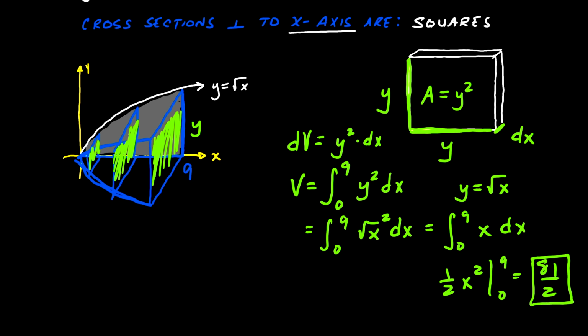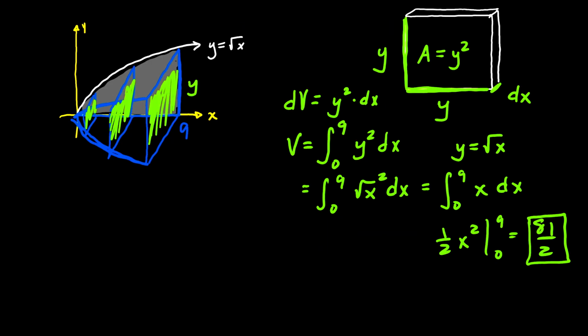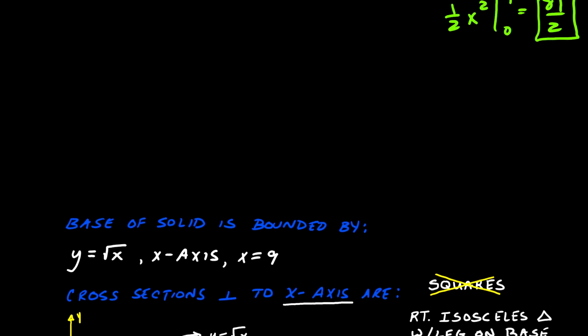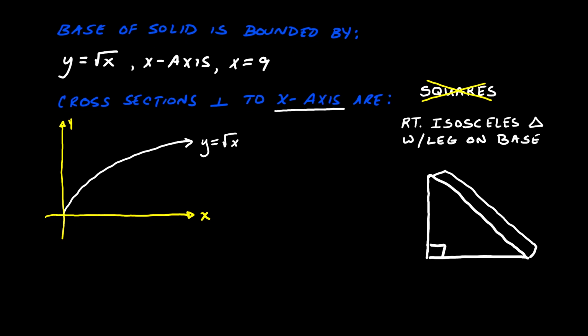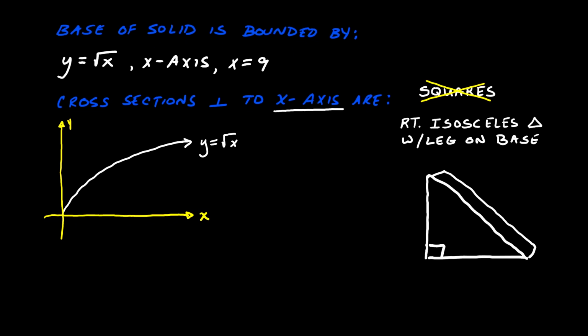So now imagine if the slices perpendicular are no longer squares, but it's a right isosceles triangle with the leg on the base. Let's also do a sketch of that. So we're going to go up to 9. We have our bounded base right here. Here's the region. Many times we'll be asked just to find the area of the base first. And then again, imagine coming out of here are right triangles, leg on the base.